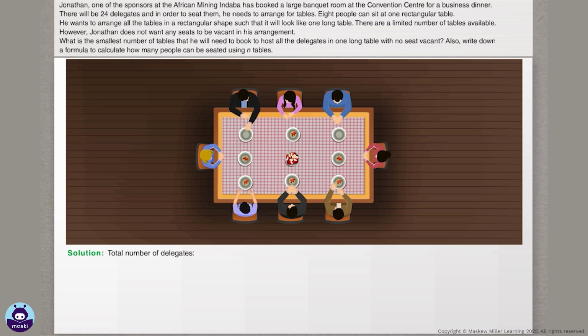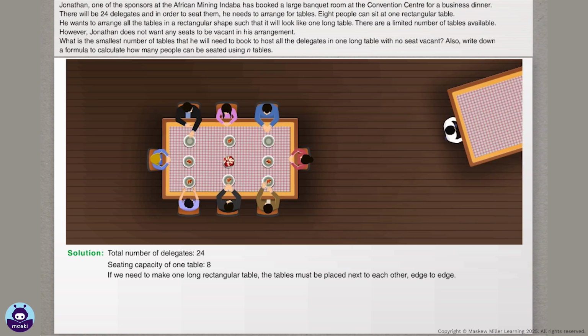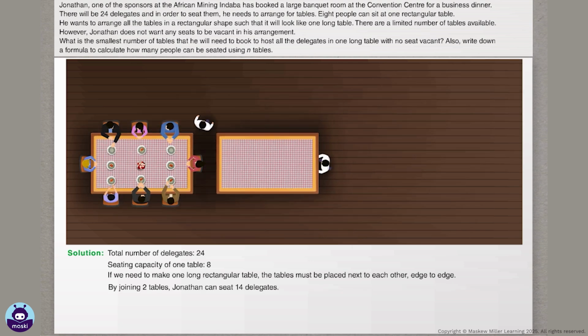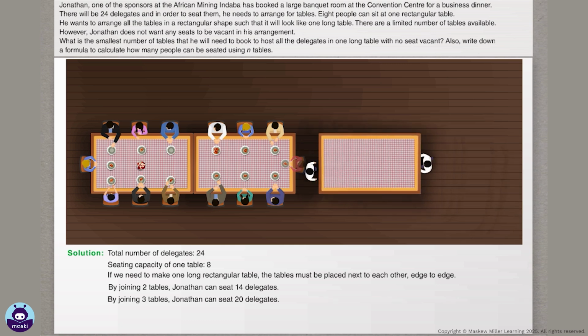Solution. Let us note down the given data. If we need to make one long rectangular table, the tables must be placed next to each other, edge to edge. If we join another table, the total number of delegates that can be seated becomes 8 plus 6 equals 14. Because we lose 2 seats by joining the edges of the table, by joining 3 tables, Jonathan can seat 20 delegates.